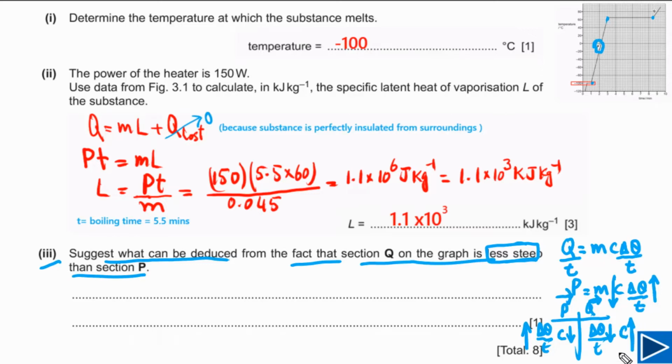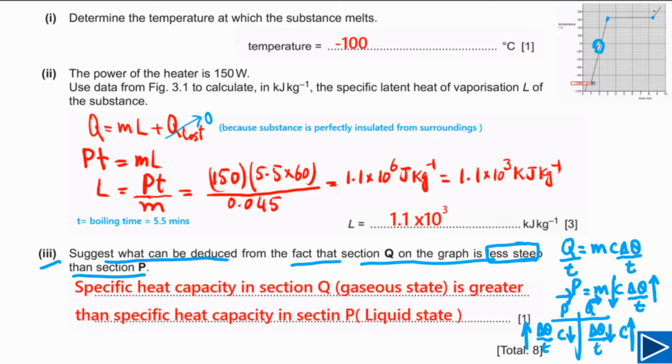Or simply we can say the specific heat capacity of gas is higher than specific heat capacity of liquid. You can also use numbers, but this is a simple way. Now let me show you how you can write down your answer. So this is how you can write down your answer if you have written this one. Or simply you can say specific heat capacity of gas is greater than specific heat capacity of liquid. You will get 1 mark.